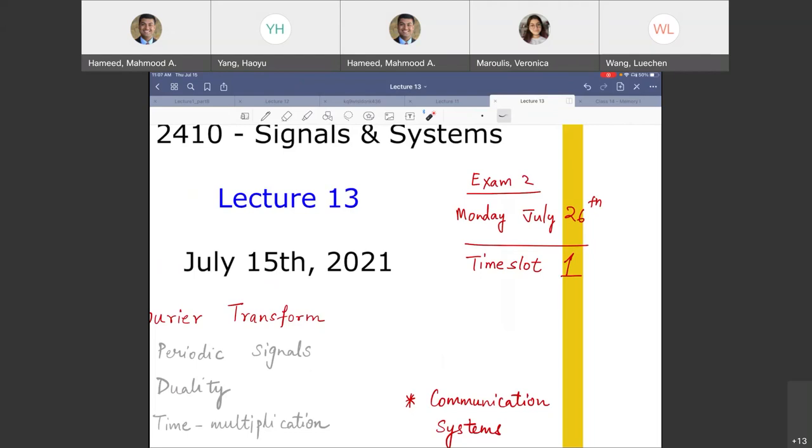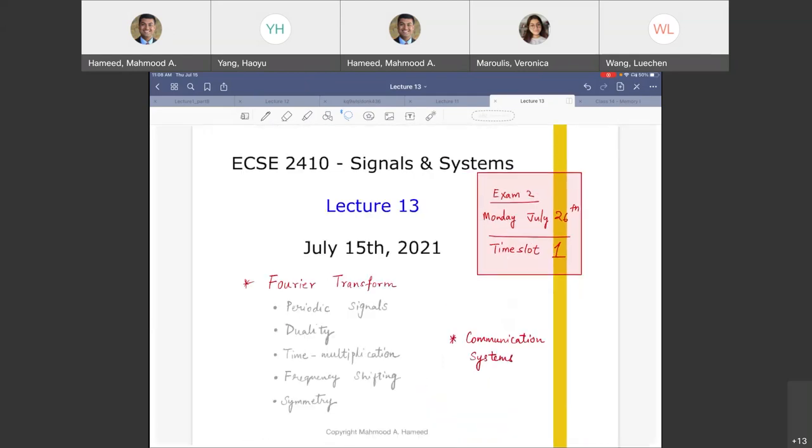What is that? Take home test. You can take it after it's graded. Sure, you can take it. All right, so exam two is going to be the 26th, only time slot one. I know it's not ideal. I recognize that, but I'm not seeing an alternative here.